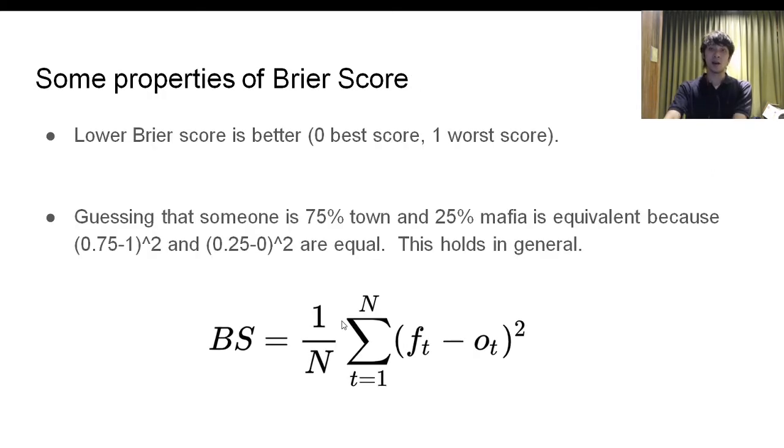That's all this is. Some interesting properties we have is that the lower the Briars score is, the better a prediction is. You can see this makes sense because let's say you say somebody is 100% town, and they are town, you get a 1 minus 1 term. Let's say you say somebody is 0% town, and they turn out to be mafia, you get a 0 minus 0 term. So 0 is the best score, 1 is the worst score. Also something to note is that complementary guesses are equivalent. So let's say you think someone is 75% town, saying that and saying somebody is 25% mafia is the same because you take the difference and you square it and you get the same number. So that works out very nicely.